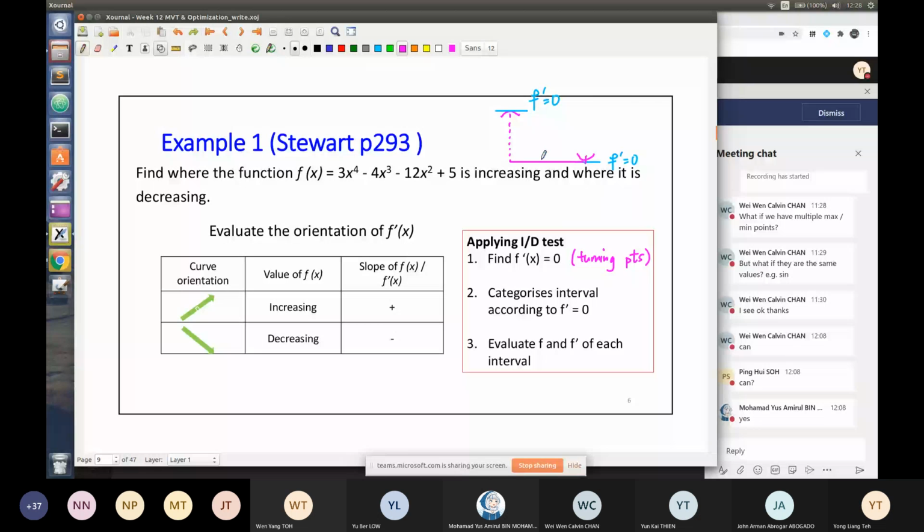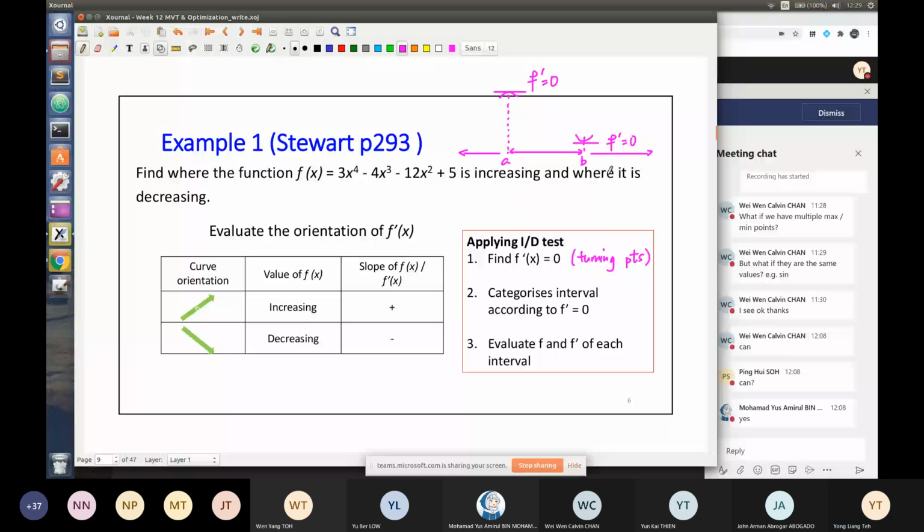Let me have more space here. So you classify or categorize your intervals. Let's say this is A, B. Inside AB, you have to check. Before A, you have to check. After B, you have to check. So you have three intervals to check your f prime. See that? So evaluate f prime in each of the intervals. That's what I'm trying to say here.